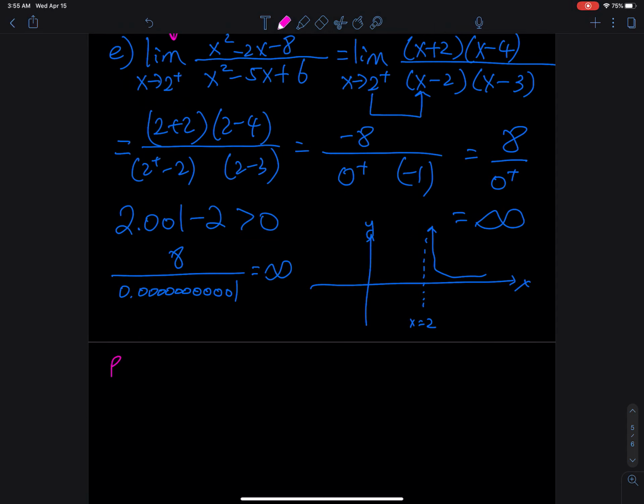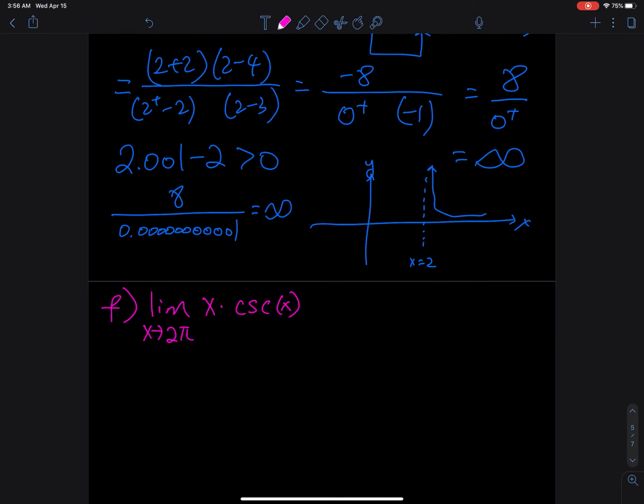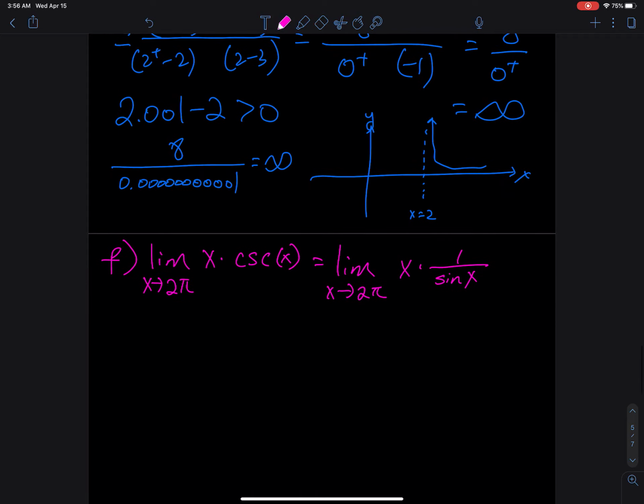The last one is f. We have the limit as x approaches 2 pi of x times cosecant. All right, cosecant. I don't want to work with a cosecant. Most people don't remember the graph of cosecant, right? Okay, let's rewrite the cosecant. So we have the limit as x approaches 2 pi of x times 1 divided by sine of x. So we have the limit as x approaches 2 pi of x divided by sine of x, right?